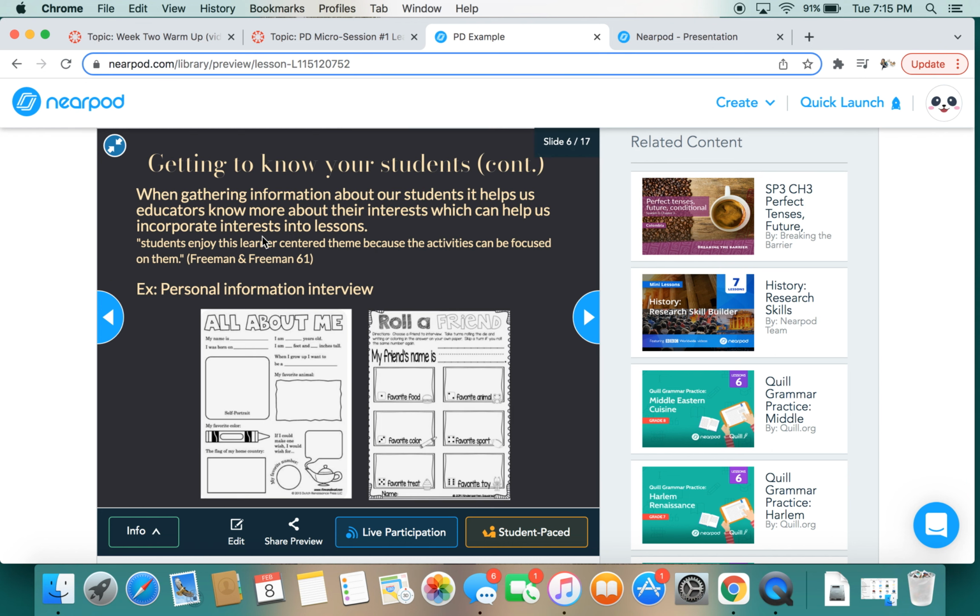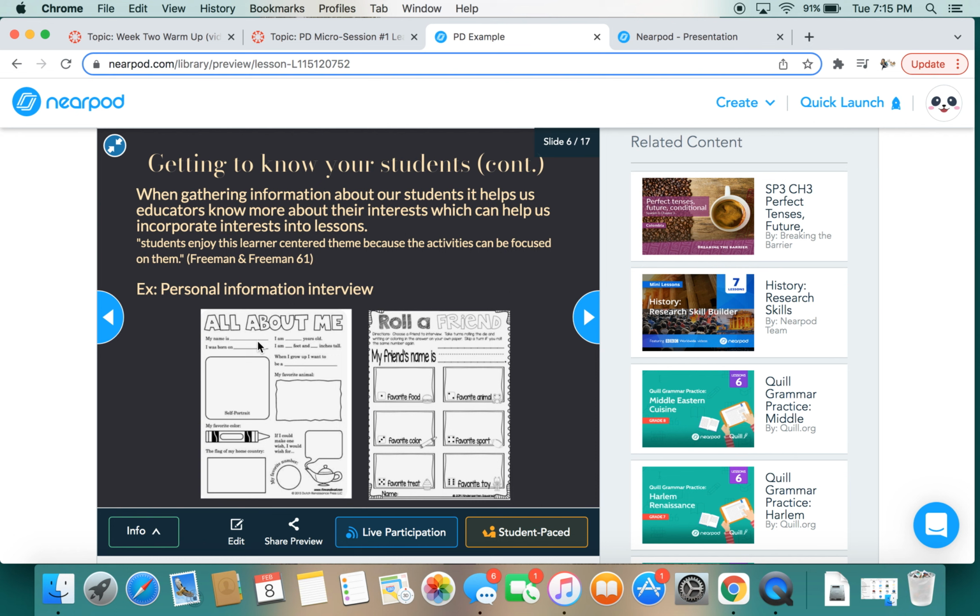Another thing that we can include when getting to know our students is a personal information interview. When we gather information about our students, it allows us to know more about their interests and helps us incorporate interests into future lessons.